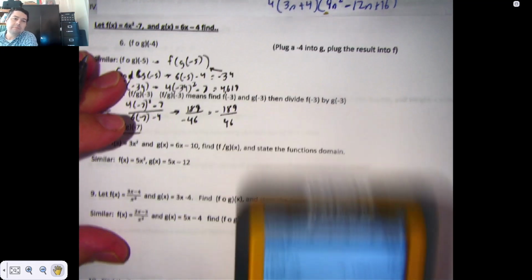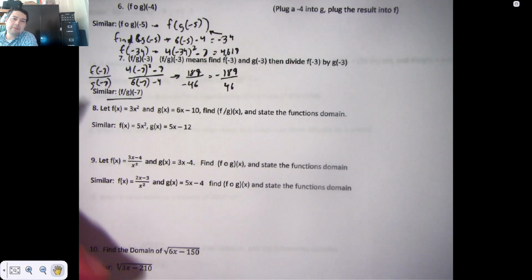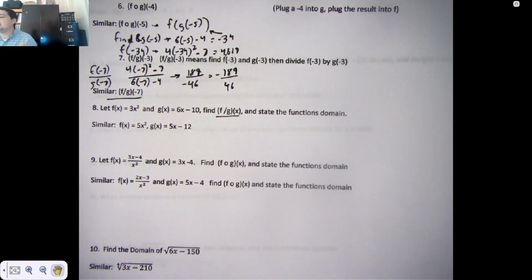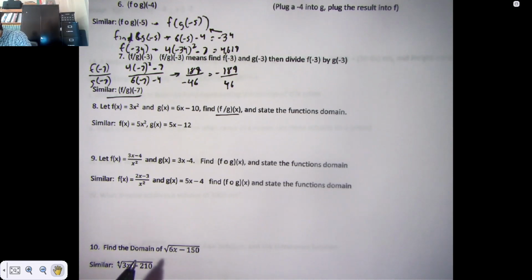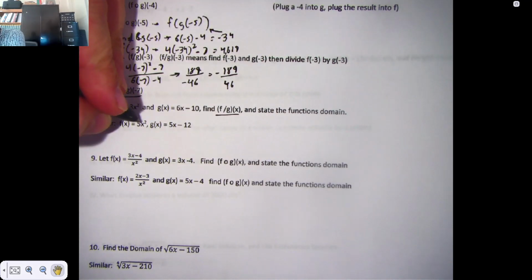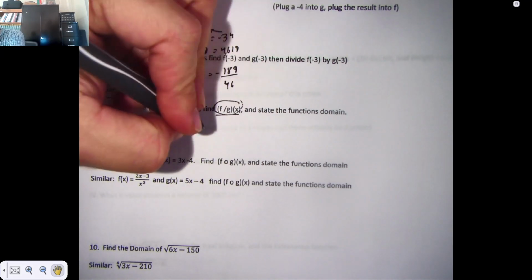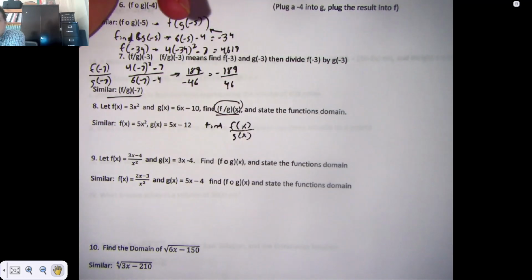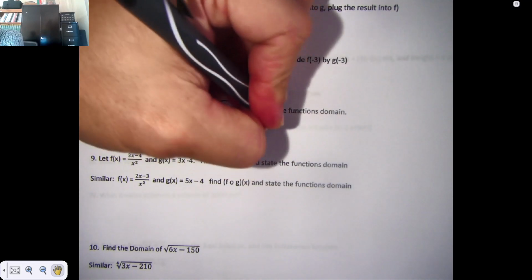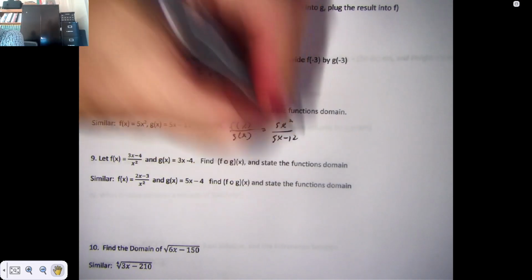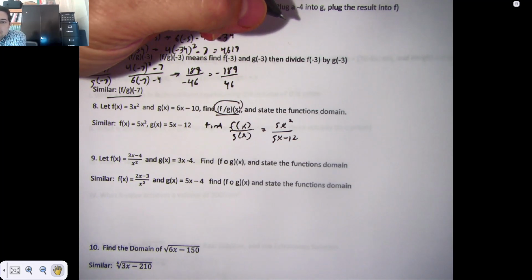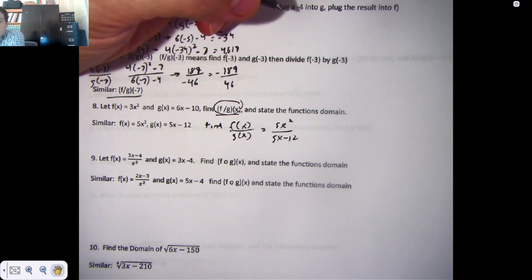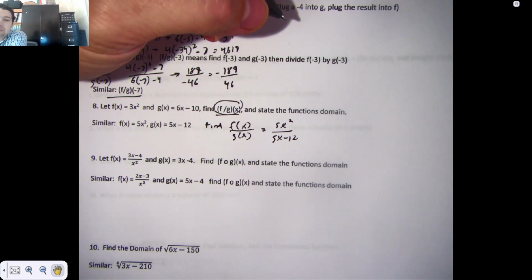All right, moving on to number 8. The deal here is find f over g and state the function's domain. Here's my similar one. The similar one is f of x squared over g of x. And again, the deal here is to find f of x over g of x. That's all the notation's saying. So this is 5x squared over 5x minus 12. It's not a hard problem. It's really not. That's something everybody can do. If this was multiple choice, that'd be 50-50 right there.